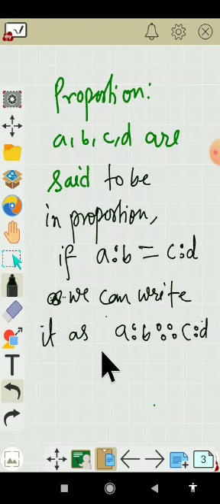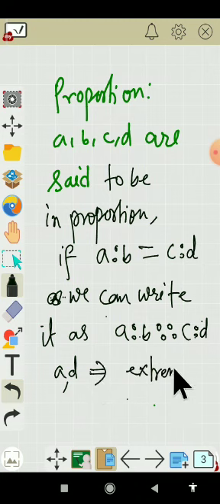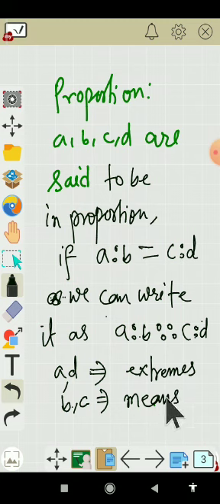Now in this proportion, A is the first term, B is the second term, C is the third term, and D is the fourth term. Here A and D, that means the first and the fourth term, are called extremes. Similarly, the second and third terms, that means B and C, are called means.